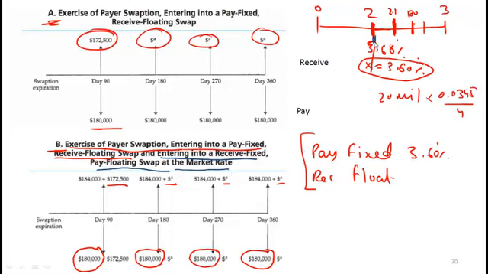So on this day, we will enter another swap, and you'll see why. So what is this other swap? It is receive fixed, pay floating. Now, how do we figure out the fixed rate over here? Yeah, it is based on the new market rates over here.